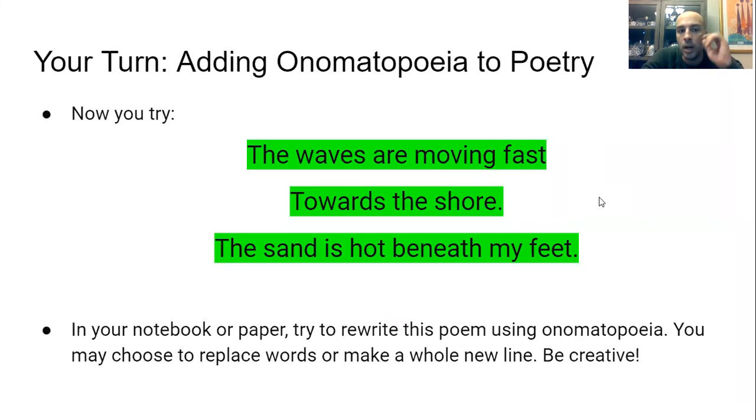All right, I want you to try this. In your writer's notebook or in the notebook or journal that you're using at home, I want you to try to revise these lines in a poem, but using onomatopoeia instead. So the lines are, the waves are moving fast towards the shore. The sand is hot beneath my feet. I want you to try to rewrite this in your notebook quickly using onomatopoeia. Replace any words that you feel are appropriate where you can use onomatopoeia. I'll give you about 30 seconds. Be creative, obviously.